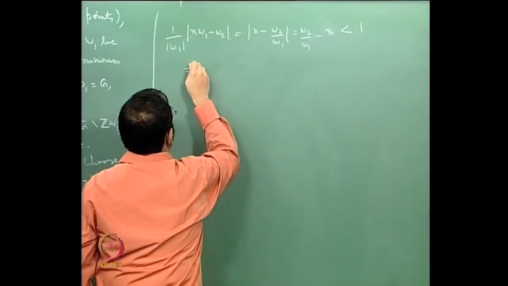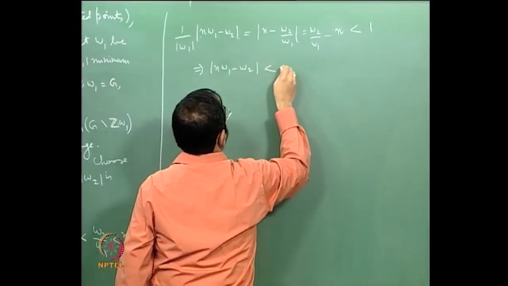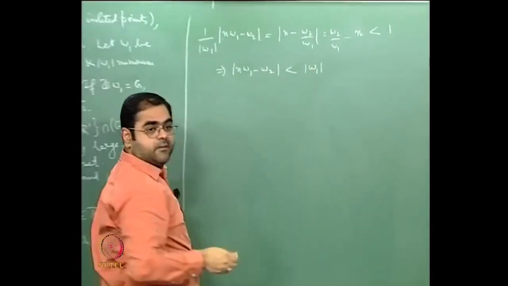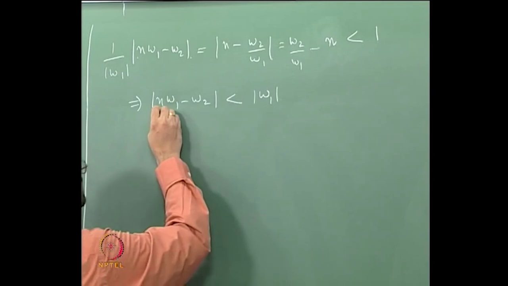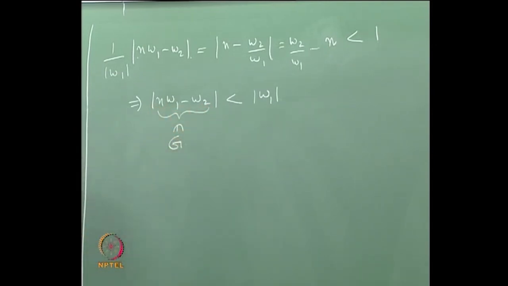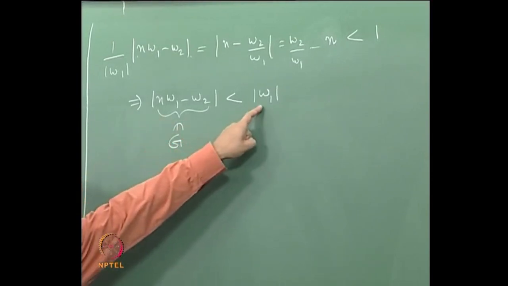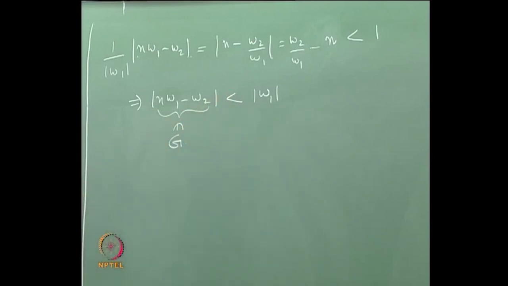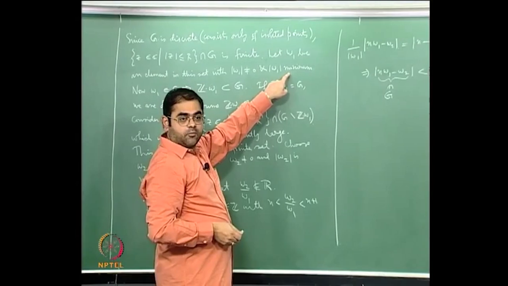So what this will tell you is that |nω1 − ω2| is strictly less than |ω1|. It will tell you |nω1 − ω2| is strictly less than |ω1|, but you see this element belongs to G. So what you have done is found an element of G whose modulus is less than |ω1|, but mind you, |ω1| was chosen with minimum modulus.